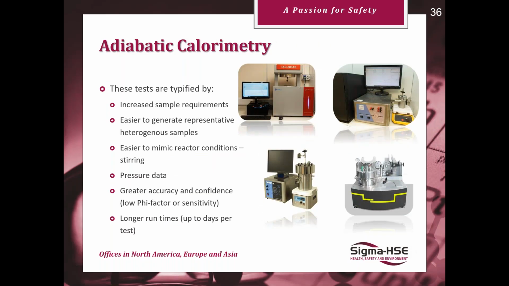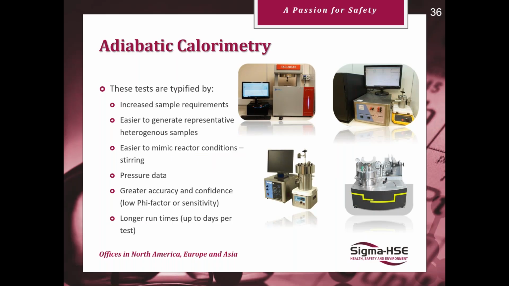So onto the more accurate types of testing we have then. So the adiabatic calorimetry. It's important to know that true adiabaticity refers to a scenario which says absolutely no heat losses to the environment. And in the case of process scale reactors, this means that any heat generated by the reaction is retained within the mixture and not lost to the environment of the vessel itself.